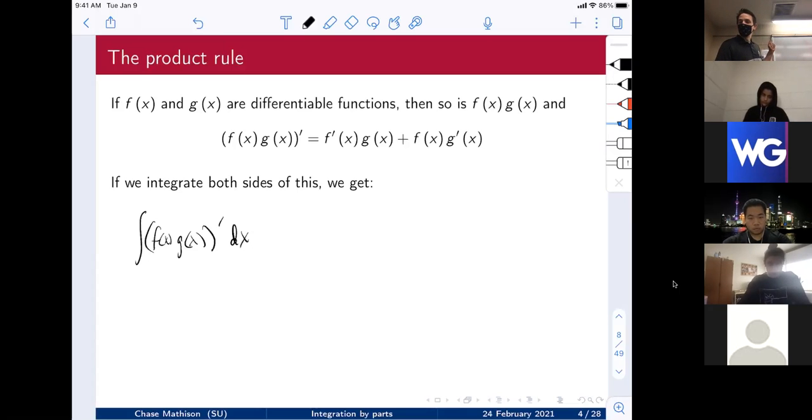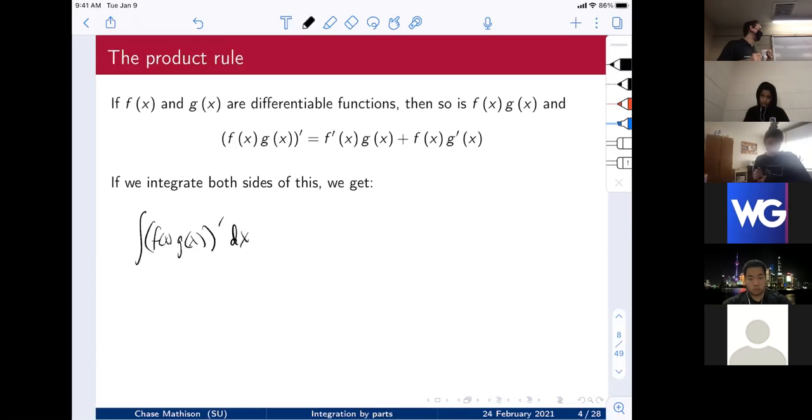Is it just going to be f of x times g of x, right? No, that's exactly right. That's perfect. Go with your intuition. We're all great mathematicians in here. Okay, so if I integrate a derivative, they undo each other, right? That's the whole point of an integral.